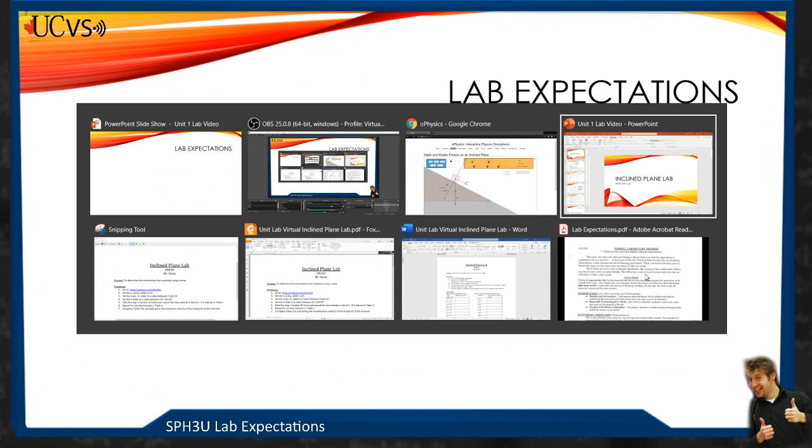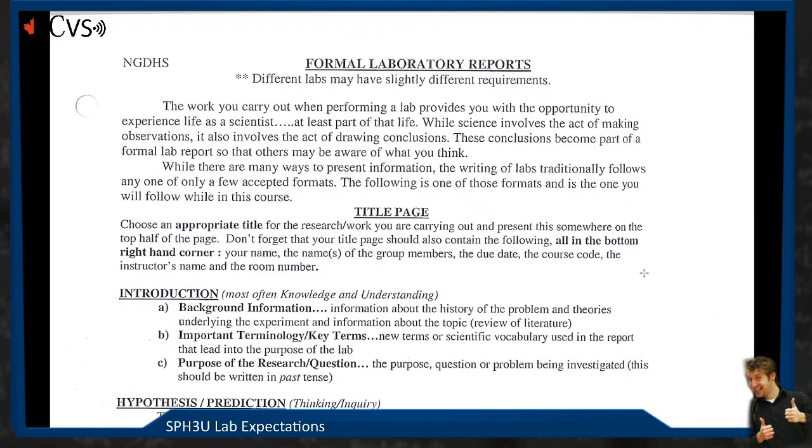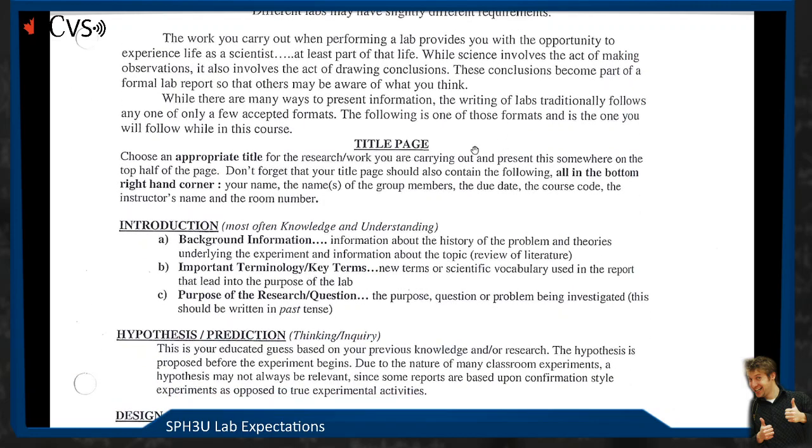So I've attached, where is it? Lab expectations. This is what I would give my class in North Grenville. This is just the typical science lab report criteria. Okay. So first thing we have to have is a title page. Make sure you have a title page. Choose an appropriate title.